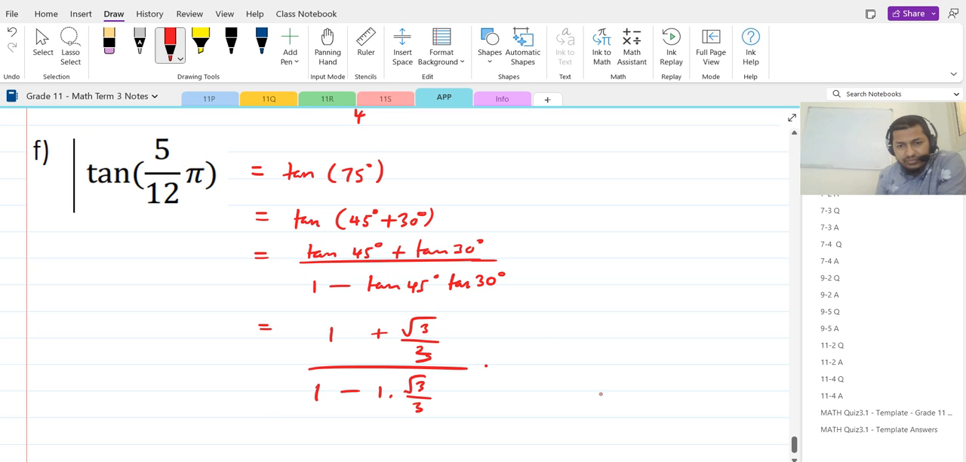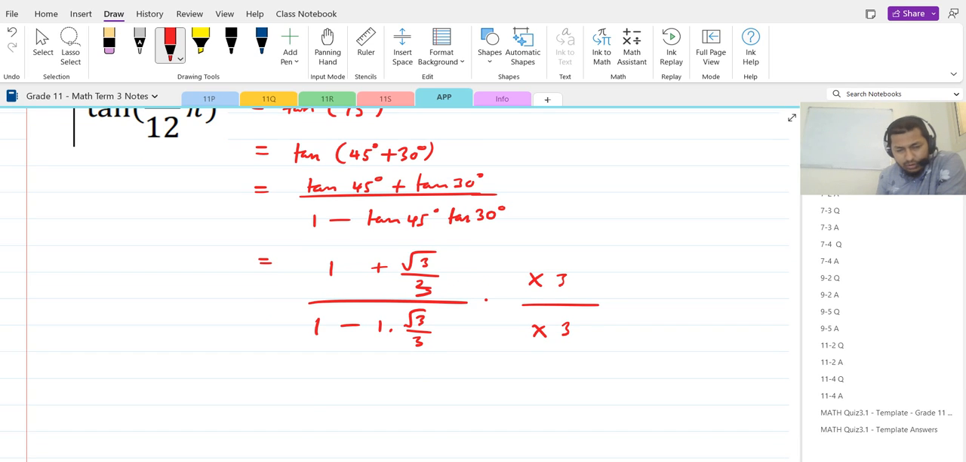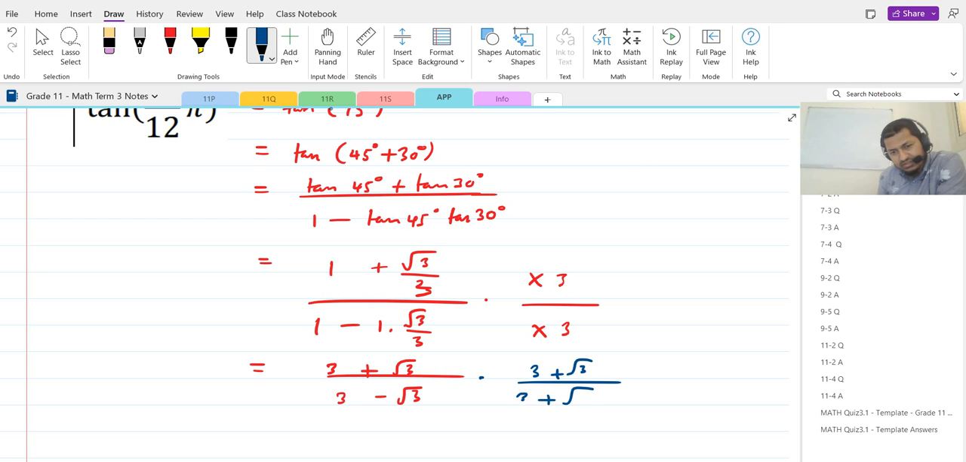Now you need to multiply by 3 on top and multiply by 3 at the bottom, because we have a denominator, and it is going to cancel out. 1 times 3 is 3 plus root 3, divided by 1 times 3 is 3 minus root 3 over 3 times 3. We need to multiply by the conjugate, which is 3 plus root 3 divided by 3 plus root 3.